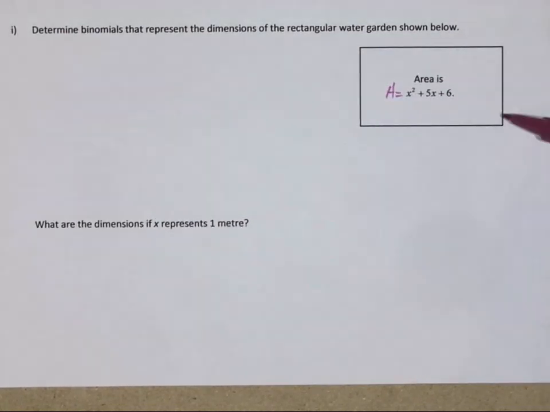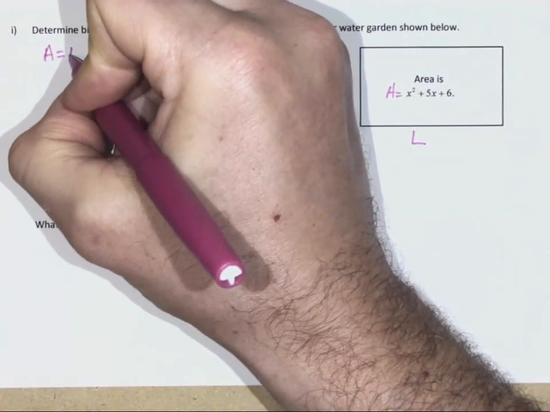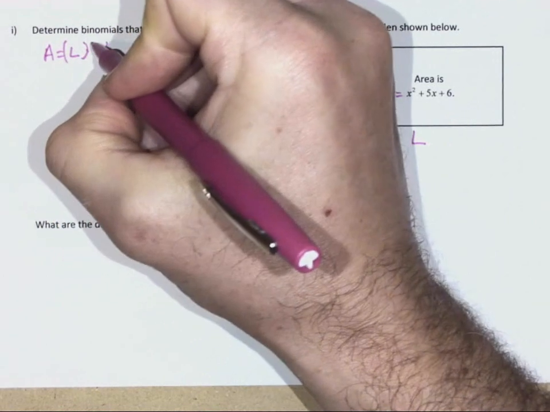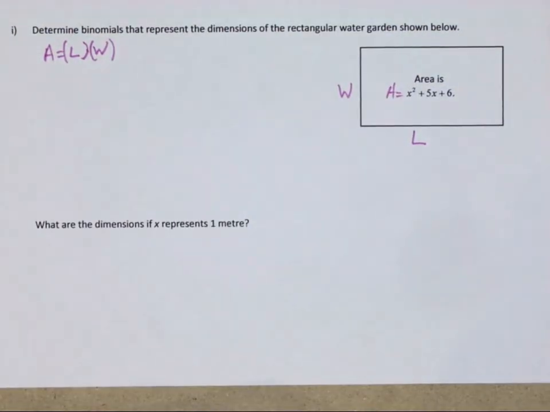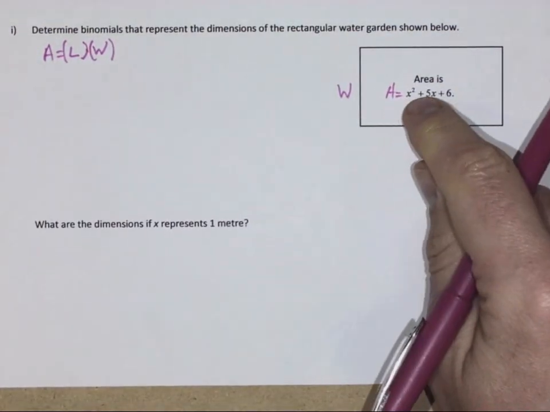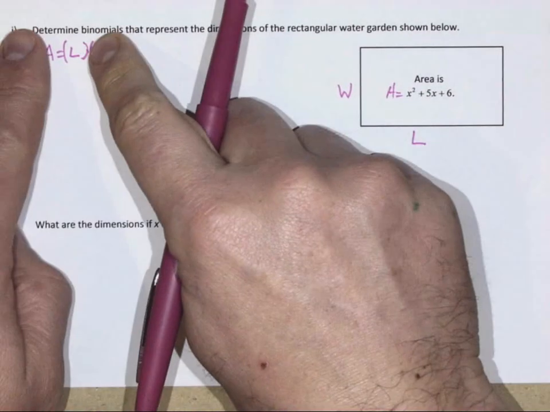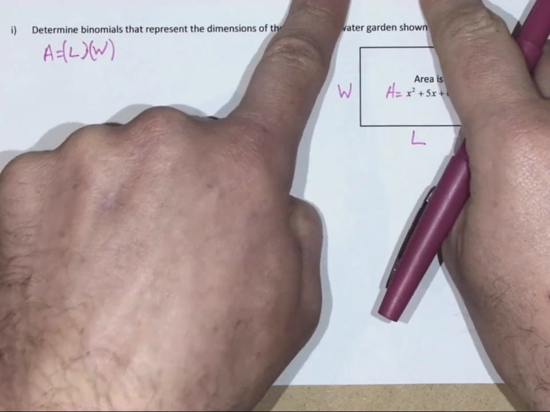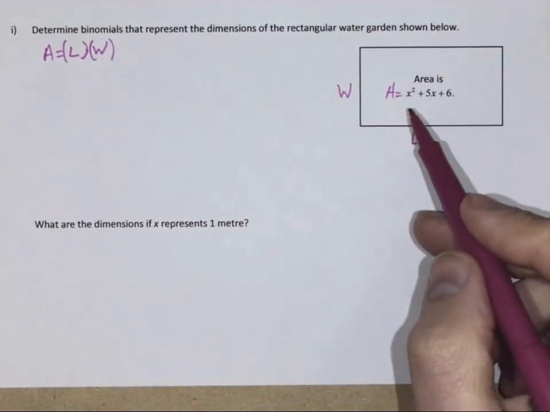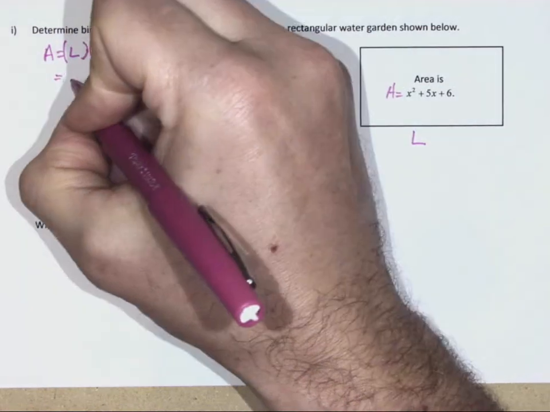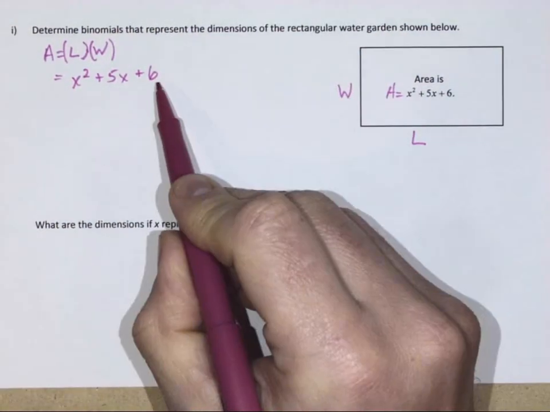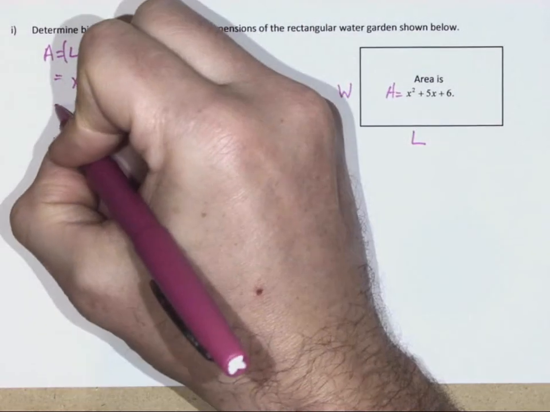Now we're used to a rectangle seeing length times width. Area is length times width. Well, that's the same as something in brackets times something in brackets. So is there any way that we can make this trinomial be something in brackets times something in brackets? All we're going to do is factor. We need two numbers that multiply to 6 and add to 5.